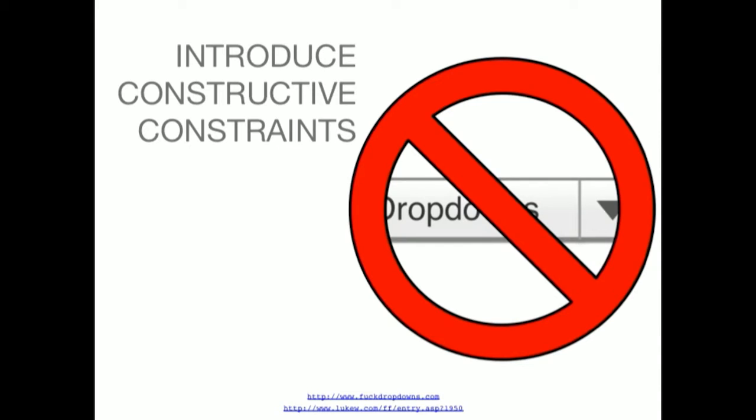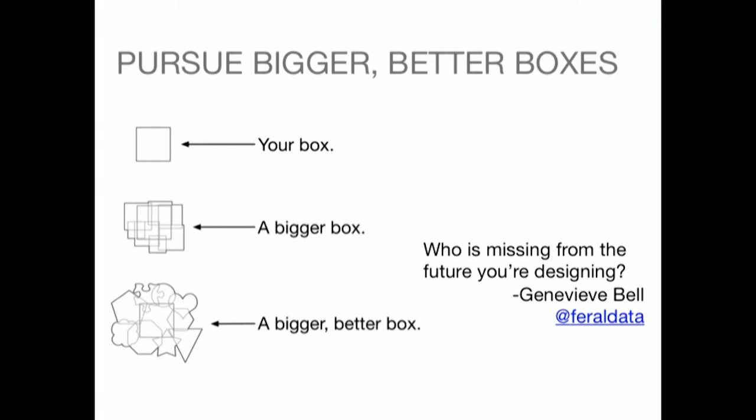Introduce constructive constraints. My favorite crusade these days is get rid of drop-downs. They're a terrible, terrible piece of UI, and you almost always should never use them. Just don't. We like constraints. People in a garage, a lot of constraints makes you be more creative. It's a really good way to think differently.